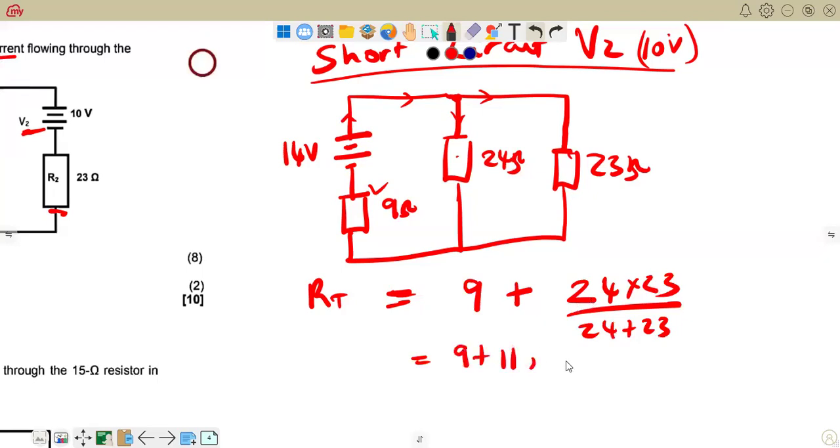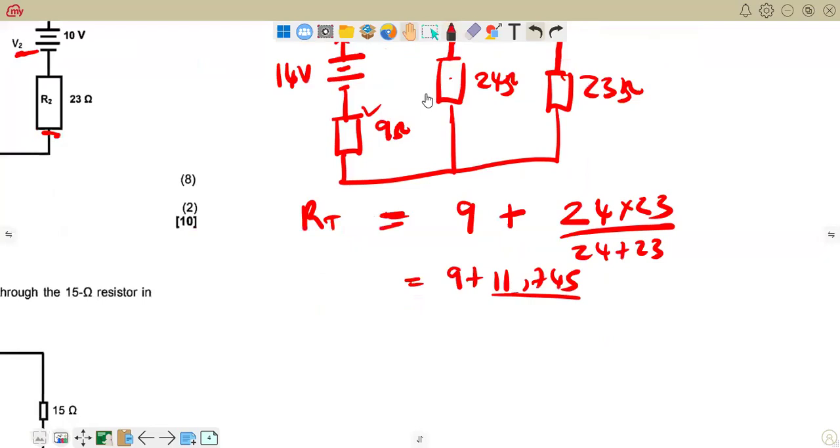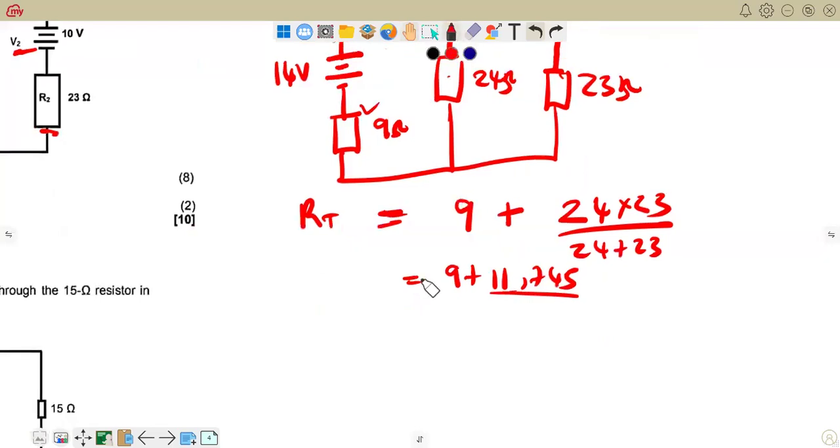So we end up having 9 plus 11.745, with 11.745 being the equivalent resistance of those two that are in parallel, which gives 20.7468085. Let's round that to 3 decimal places, so we get 20.745 ohms. That marks our total resistance.